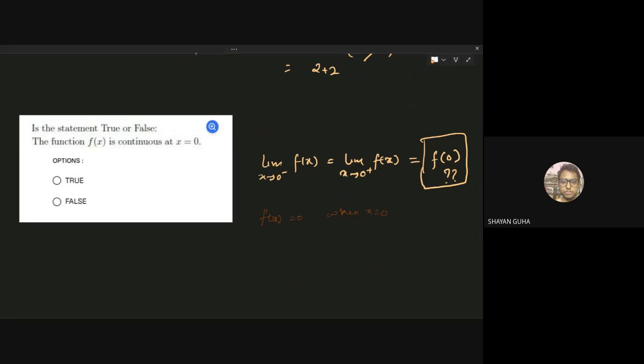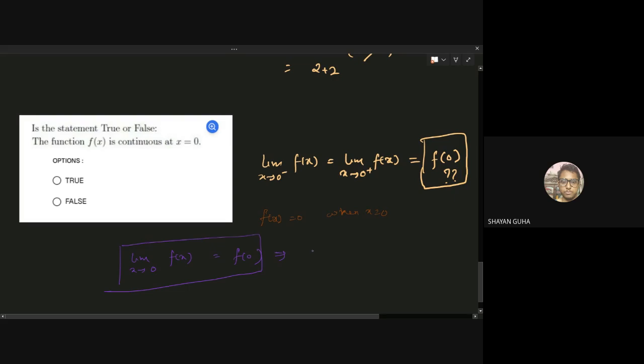So combining these two things and this one also, we can write that the limit as x tends to 0 of f(x) is equal to f of 0, and this is the condition for continuity. So this implies f is continuous at x equal to 0.